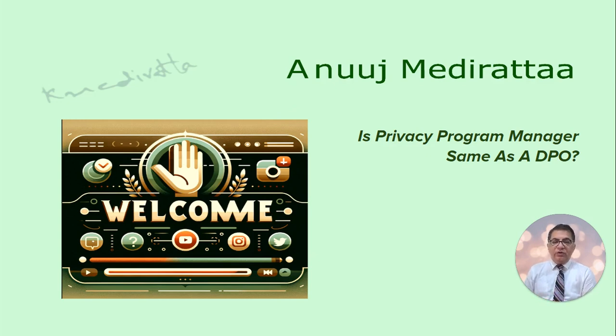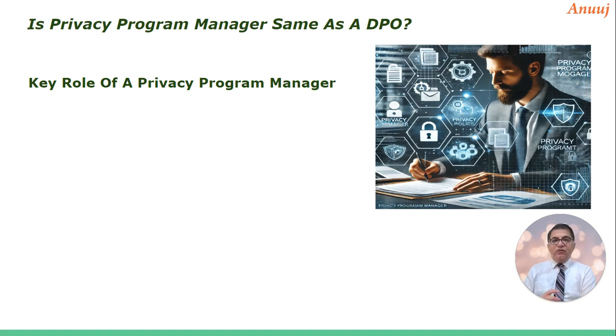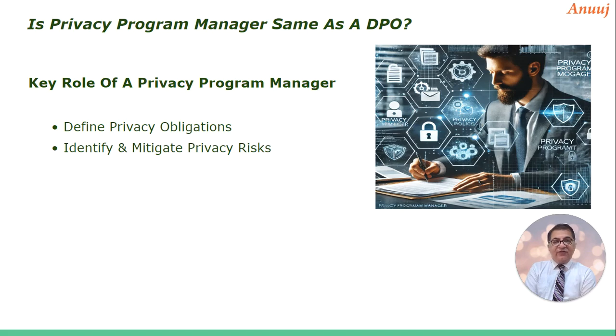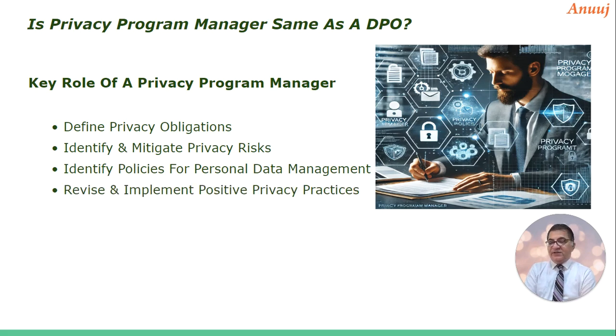So let's talk about the role of a privacy program manager. There are a few key points that a privacy program manager is responsible for. He is the one who is defining the privacy obligations for his organization. He is identifying and mitigating any privacy related risks that the organization has. He is identifying the policies for personal data management, and he is revising and implementing those policies for his organization. He is the one who is doing the positive privacy practices in the organization. He has to meet that role of implementing the privacy practices for the organization.